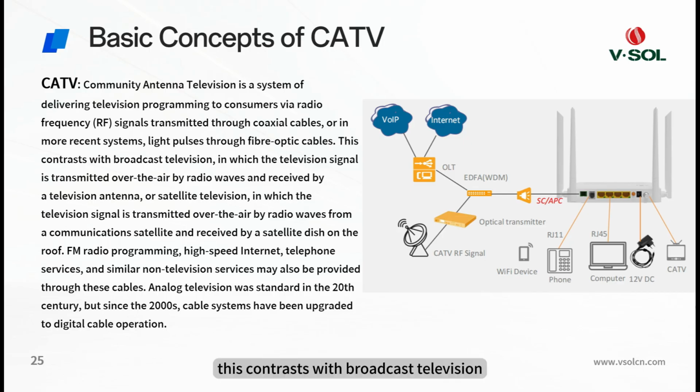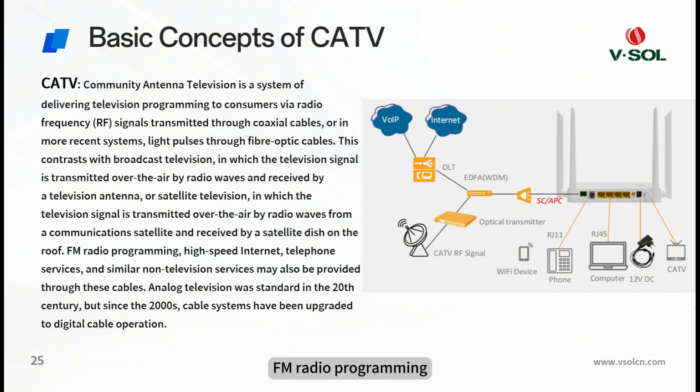This contrasts with broadcast television, in which the television signal is transmitted over the air by radio waves and received by a television antenna, or satellite television, in which the television signal is transmitted over the air by radio waves from a communications satellite and received by a satellite dish on the roof.